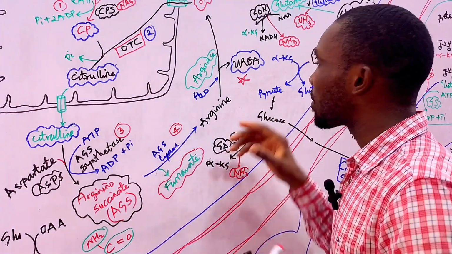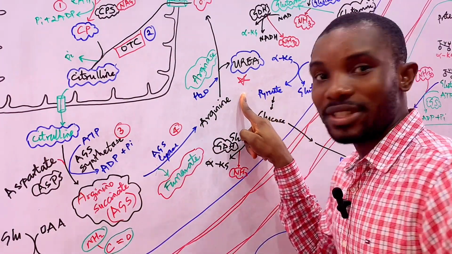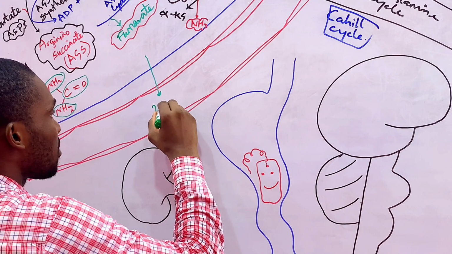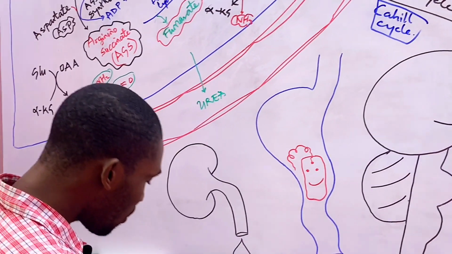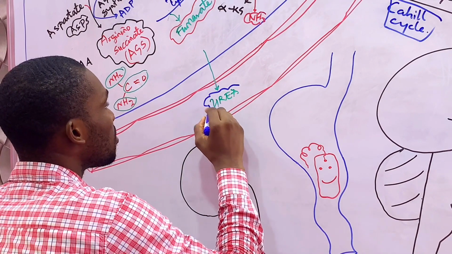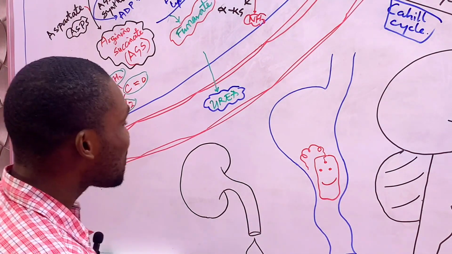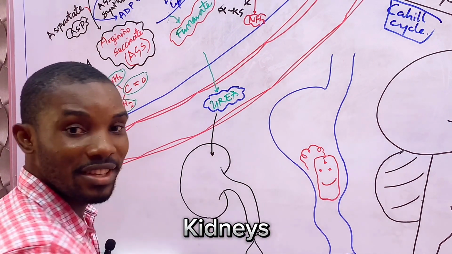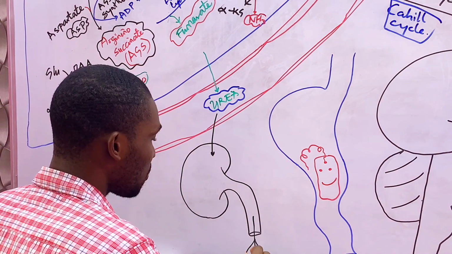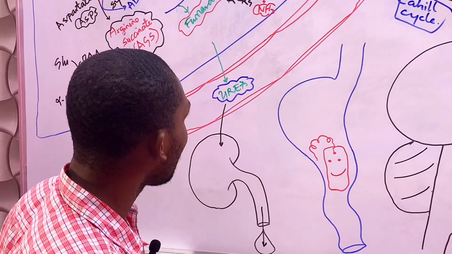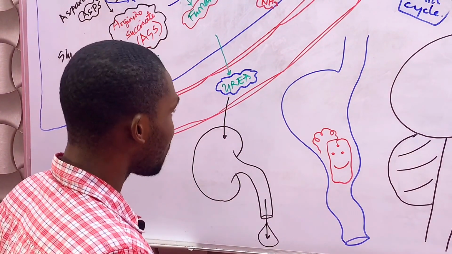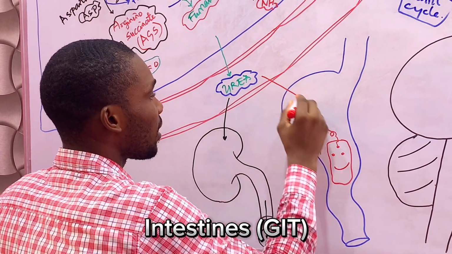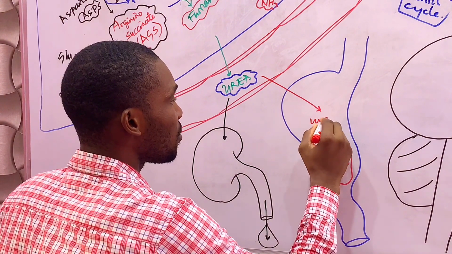Excreted. Now let's talk about what happens to the urea as it leaves the liver. So we have our urea from the liver entering the blood. This urea needs to be excreted, and then what happens? It enters the kidney for excretion into the urine. All right. And then some of the urea enters somewhere else. Where do you think? It enters the intestine. So we have urea over here.